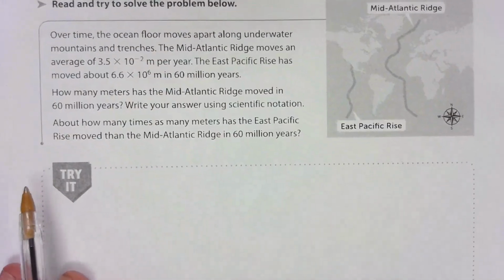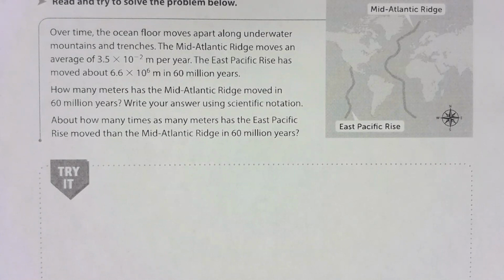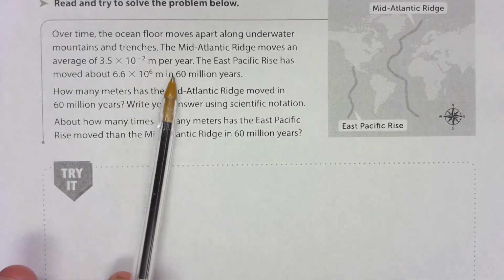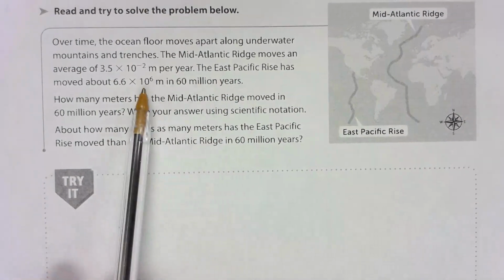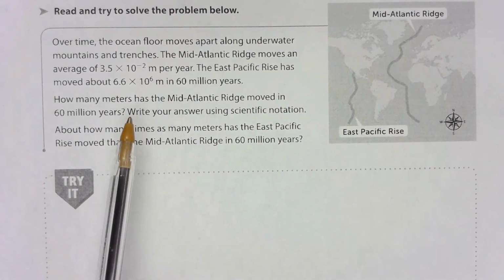It says, over time, the ocean floor moves apart along underwater mountains and trenches. The mid-Atlantic ridge moves an average of 3.5 times 10 to the negative 2 meters per year. So not very much, just a tiny bit, right? Less than a meter per year. The eastern Pacific ridge has moved 6.6 times 10 to the 6th power meters in 6 million years. So if we put this over 6 million years, it adds up to be quite a bit, right?